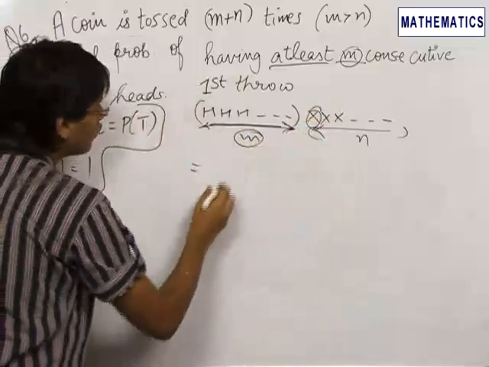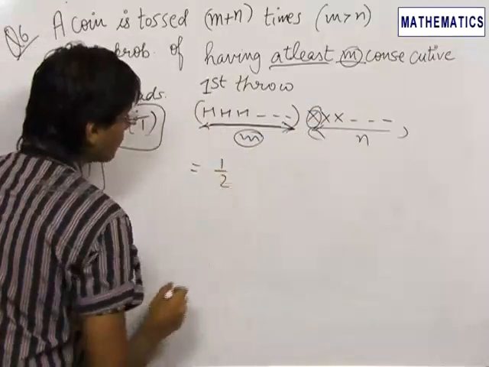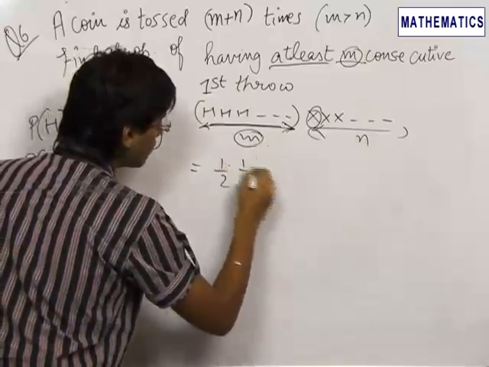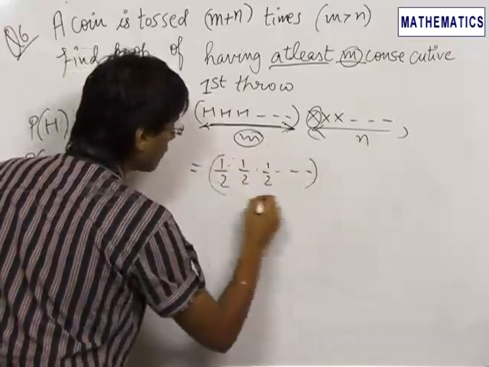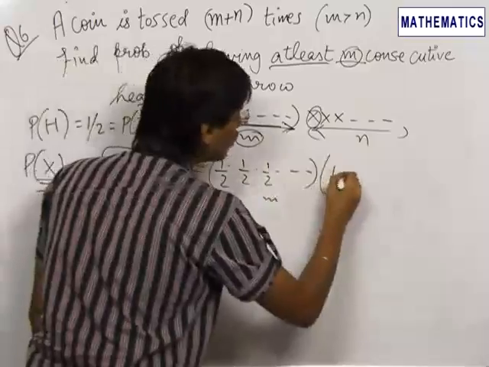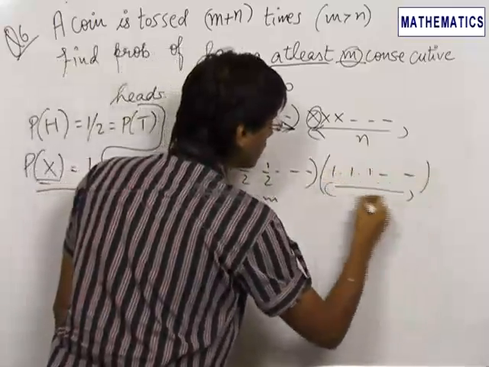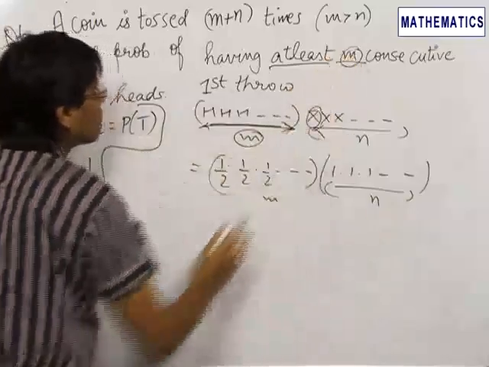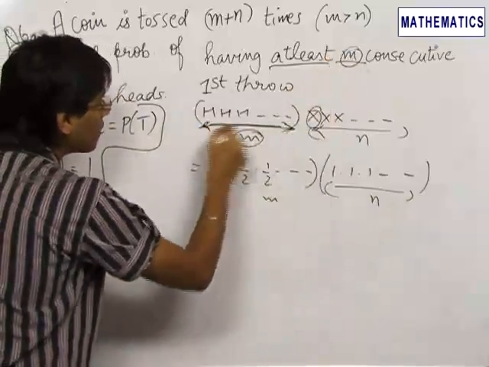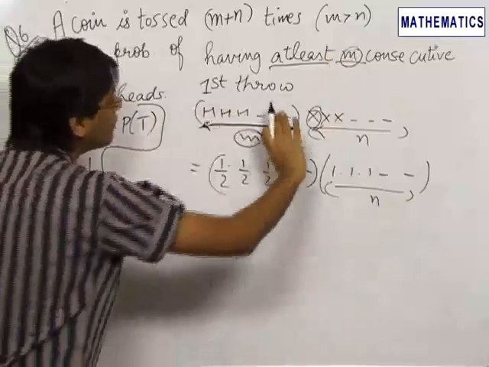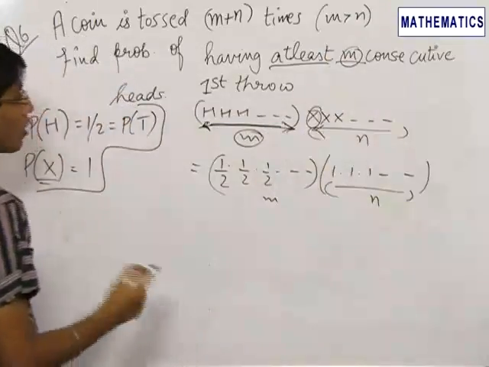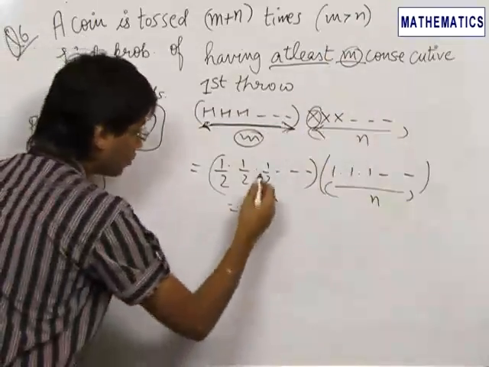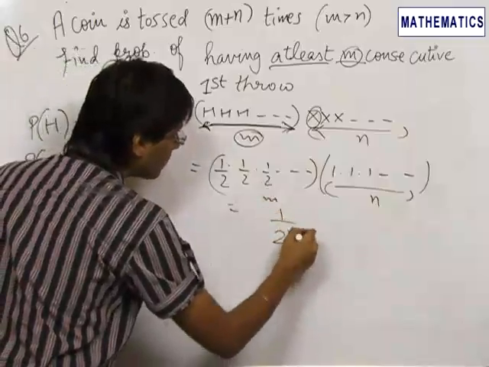So this is equal to half to the power m, and this is equal to 1, n times. We need at least m consecutive heads, so we have assigned the first m places the m heads, and then we could have anything, a head or a tail, it doesn't matter. So this is equal to 1 upon 2 to the power m into 1.